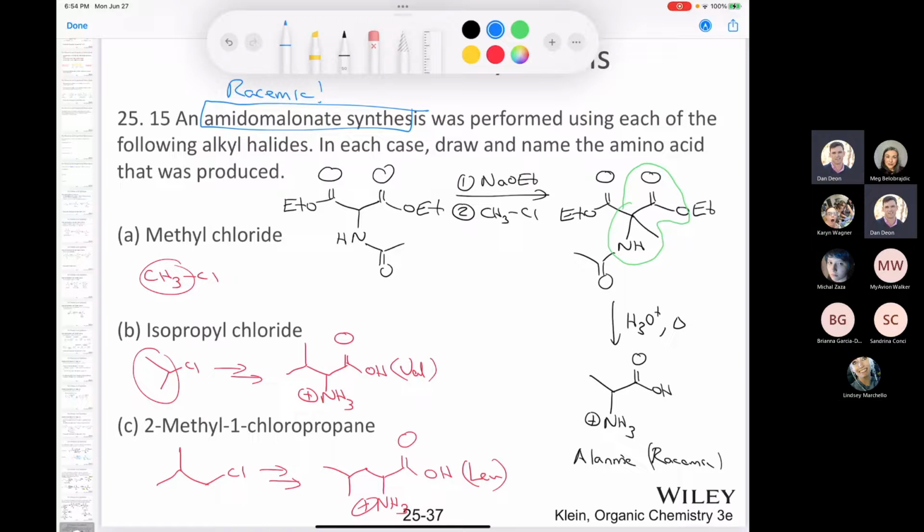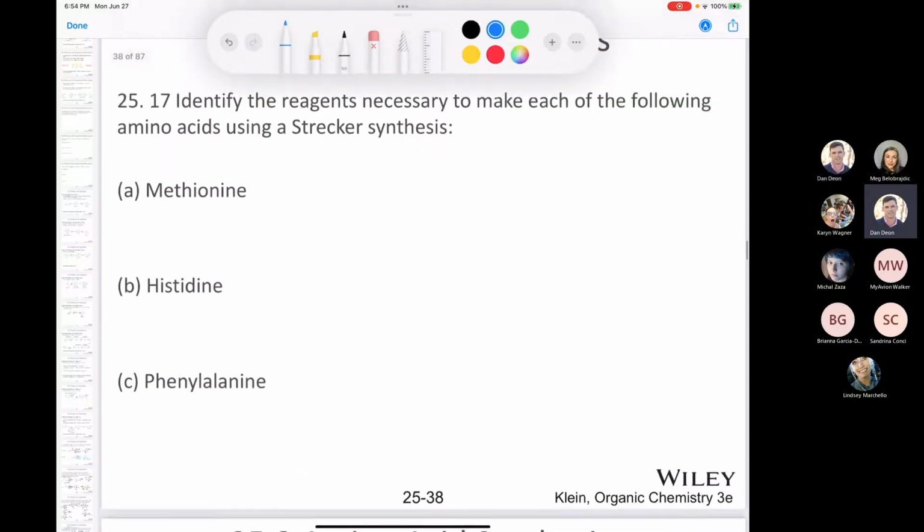Let's take a look at 25.17. Now we're on to the Strecker synthesis. This is the one where you make the alpha aminonitrile, right? So it says identify the reagents necessary to make each of the following using the Strecker synthesis. So this is the one where you start with an aldehyde. And the first thing we want to make is methionine.